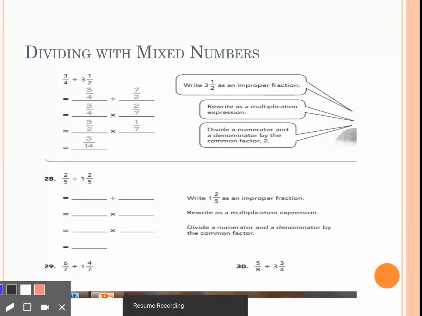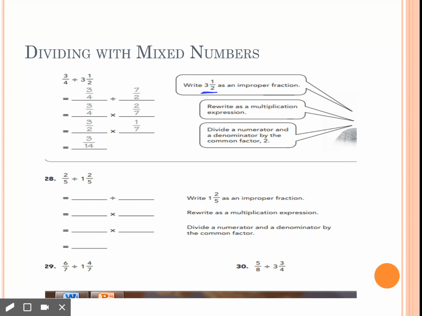All right, dividing with mixed numbers. Before we can divide mixed numbers, we have to change them to improper fractions. As you remember from the beginning of the chapter, we change mixed numbers into improper fractions by multiplying my denominator times my whole number. So 2 times 3. And then I add my numerator to that. My denominator will stay the same. So 2 times 3 is 6, plus 1 is 7. So 3 1/2 is 7 over 2.